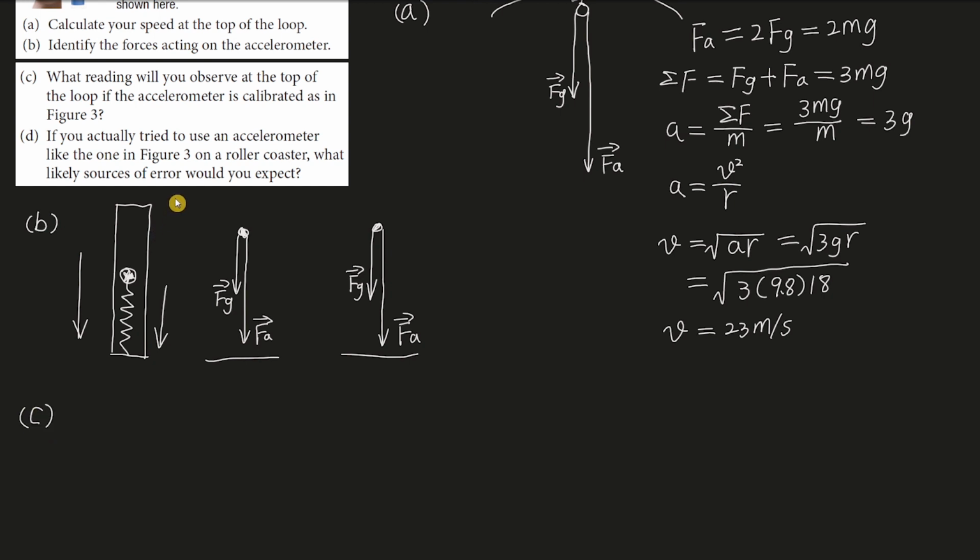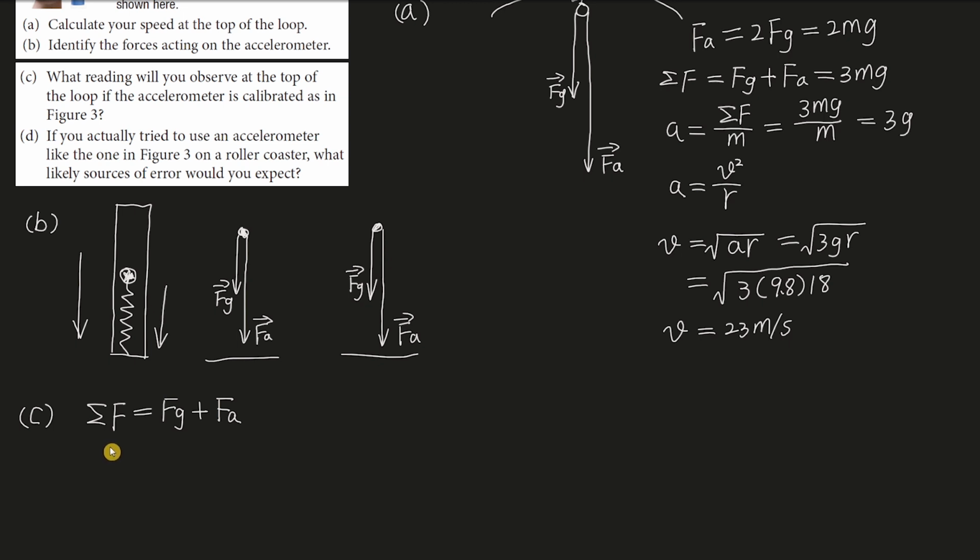Question C asks, what reading will you observe at the top of the loop? If the accelerometer is calibrated as in figure 3, as described before, at the top of the loop, there are two forces on the ball inside the accelerometer. One is the gravity on the ball, another one is the pulling force of the spring on the ball. So the sum of force sigma F on the ball at the top of the loop should equal to gravity plus the pulling force of the spring on the ball.